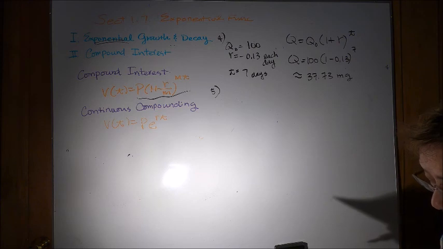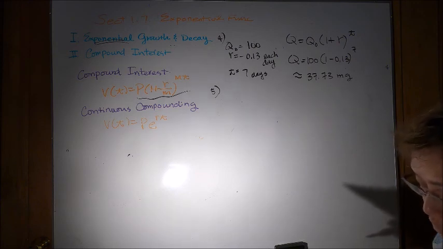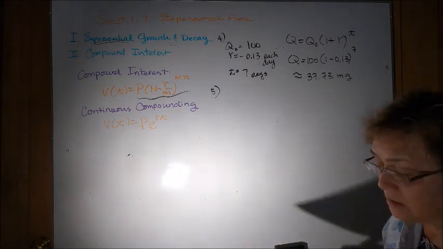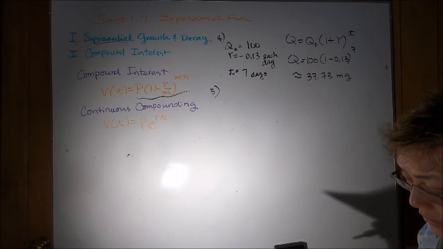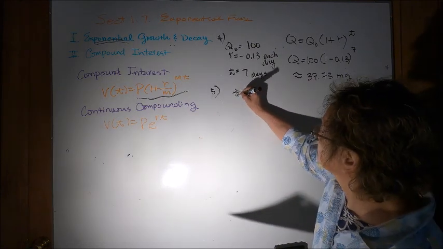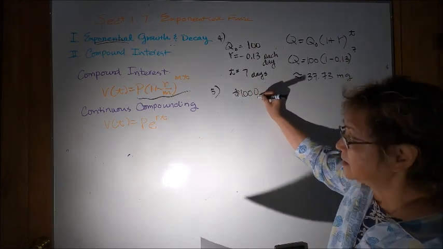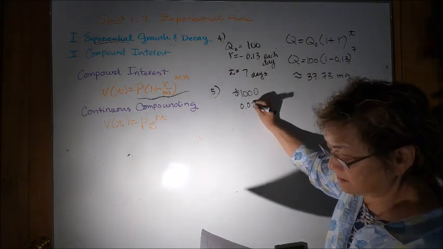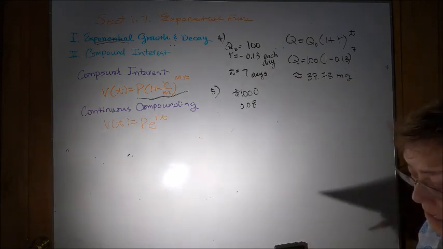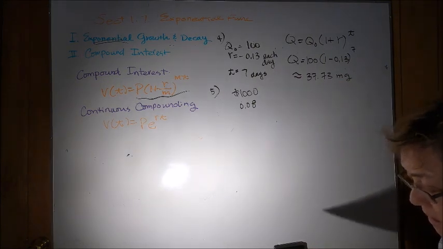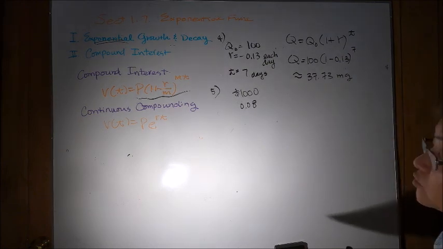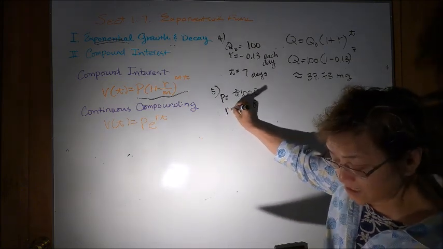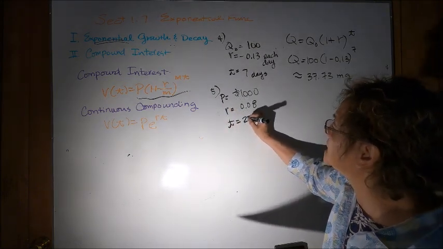Let's take a look at number 5. Finding a future value with continuous compounding. Okay, so let's see. Find the value of $1,000, right? At a rate of what? 0.08, then continuously compounding for 20 years. So your present value, principal, that's your rate, right? T is what? 20 years.